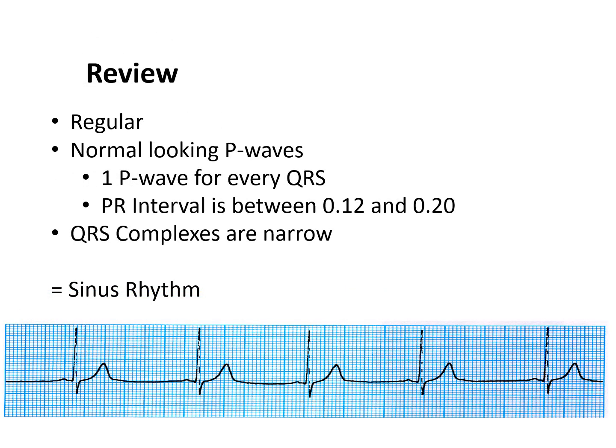To review, first, check for regularity. A sinus rhythm is regular. Second, check your P waves. They will be unremarkable, and your PR intervals will be between 0.12 and 0.20 seconds. Finally, check your QRS complexes. They will be narrow. This gives you a sinus rhythm.